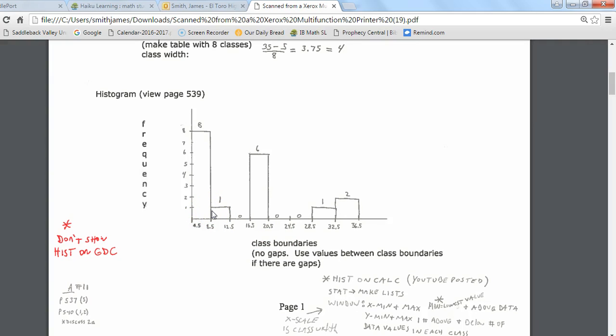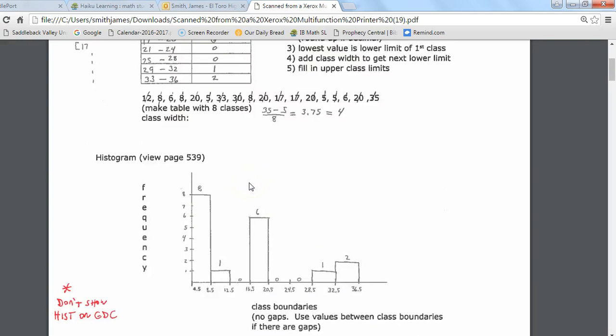You need to pay attention to that because if you didn't follow those rules on a test, you would be marked down, and that will come up on a test, so pay attention to that.